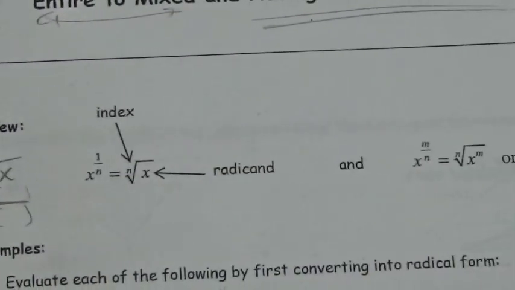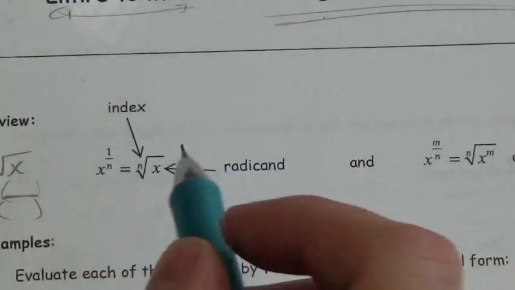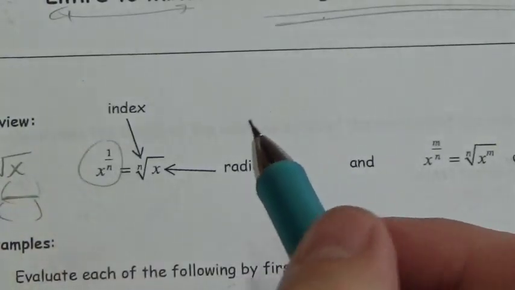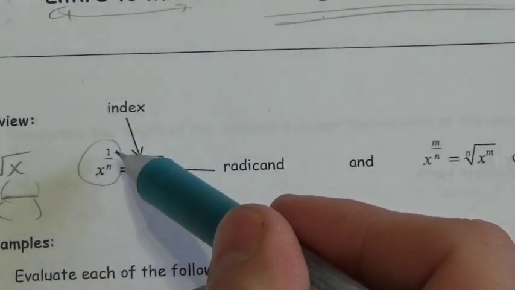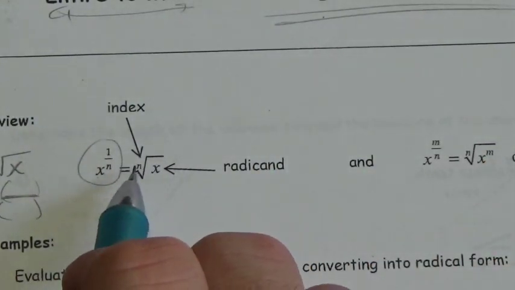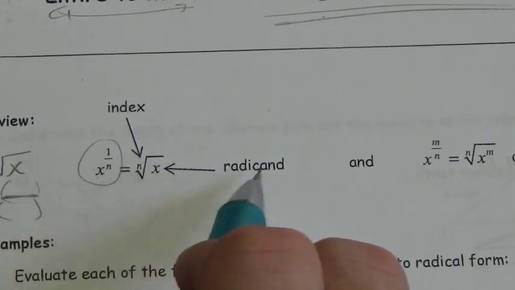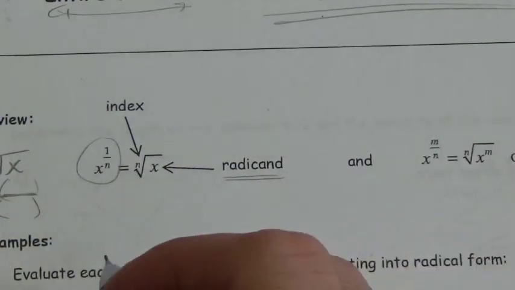Okay? Now, one of the things you would have looked at in a previous course is the relationship between a radical and an exponent. So here we've got a power. The base of the power is x, and the exponent is a fraction, 1 over n. That is exactly the same as the nth root of x, okay? And we call x, in this case, the radicand. It's the part that's underneath or within the radical symbol, if you will.